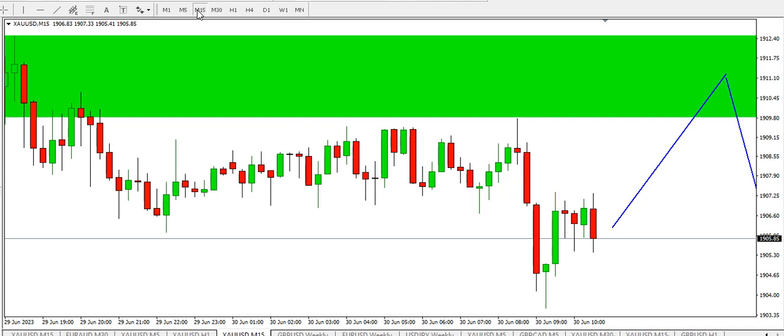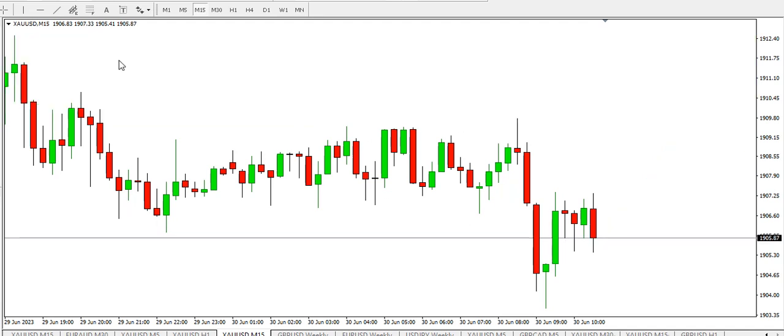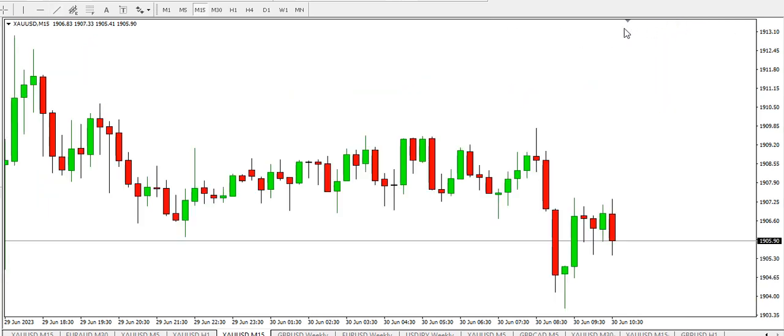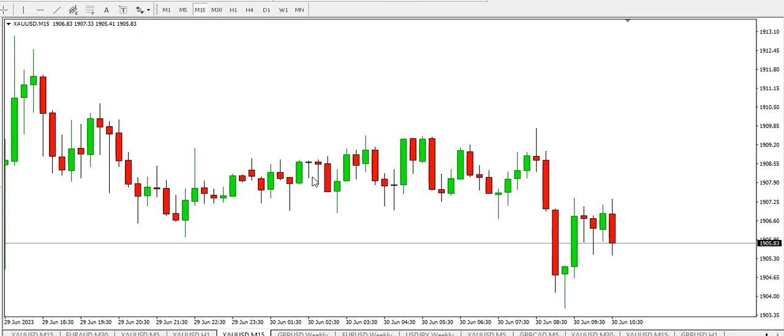Let's take a look at the 15 minutes time frame. On the 15 minutes time frame, what we have is a gradual bearish trend formation as price attempts to drop lower. Okay, now we have this high, this low, lower high, lower low, lower high, lower low.